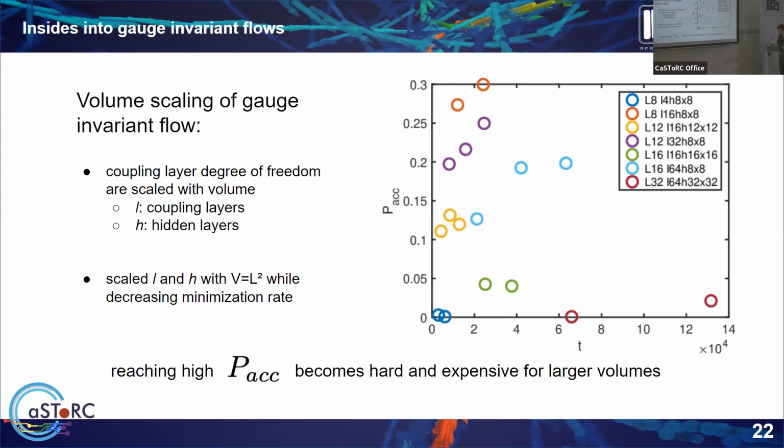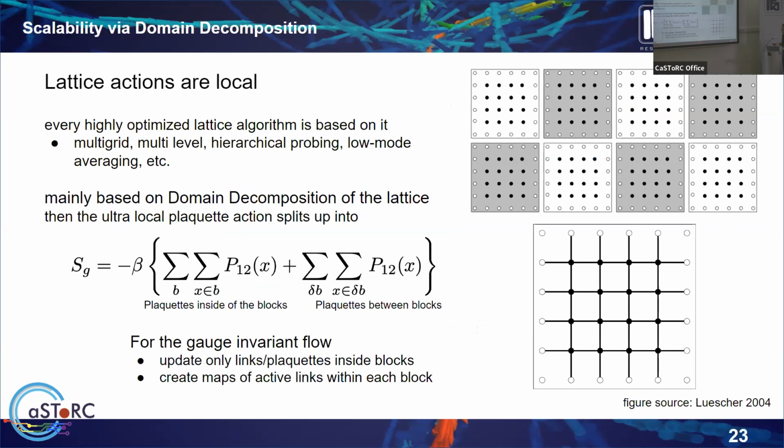So the idea to overcome this is basically to use domain decomposition. So before this map was done on the whole lattice. Now the idea is to basically decompose the lattice in smaller parts, and then just do this mapping localized on each of these domains. And this is basically possible with our action, because the action itself is quite localized.